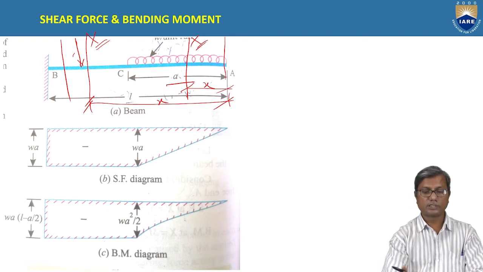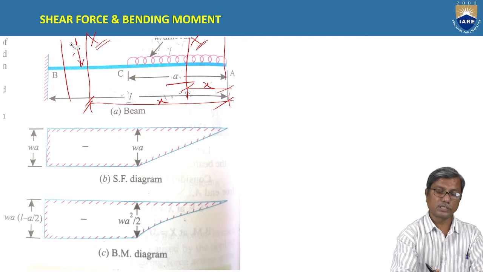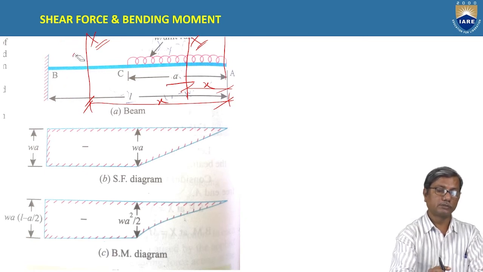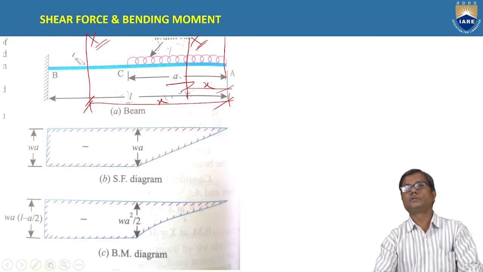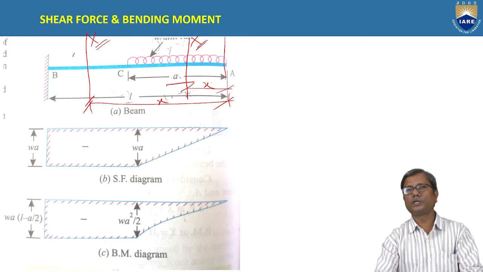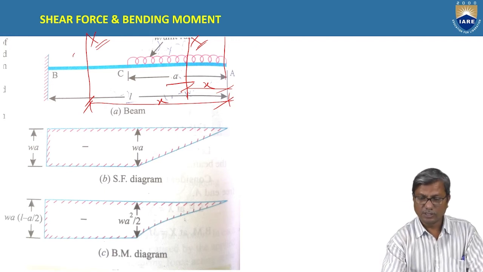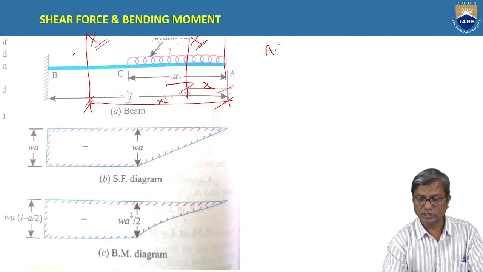If there is some point load acting somewhere here, then we consider one more section because the equation for shear force and bending moment changes, and hence we have to consider a separate section. For every change of loading, we consider a separate section. So now here we consider these portions separately.